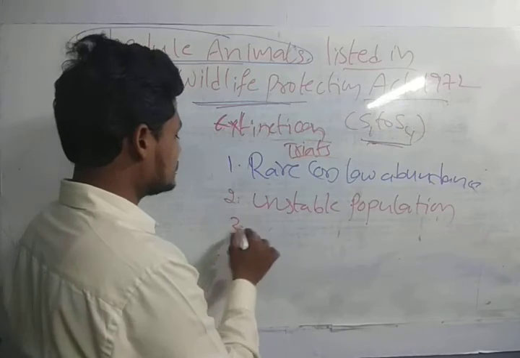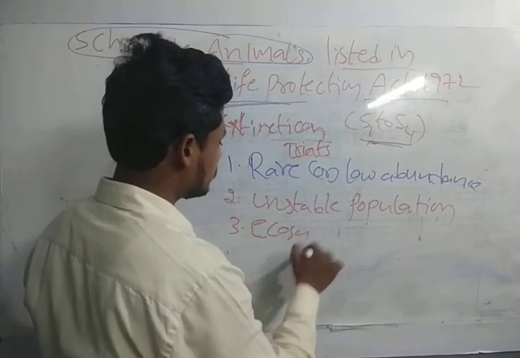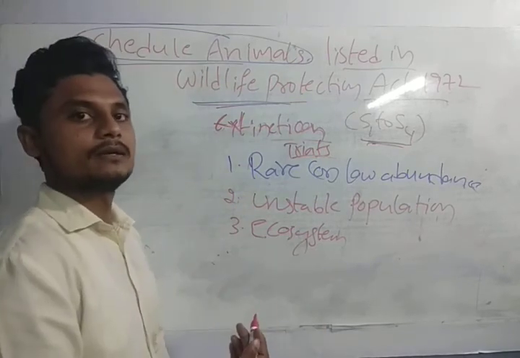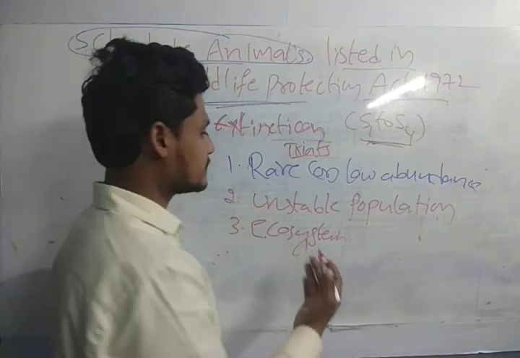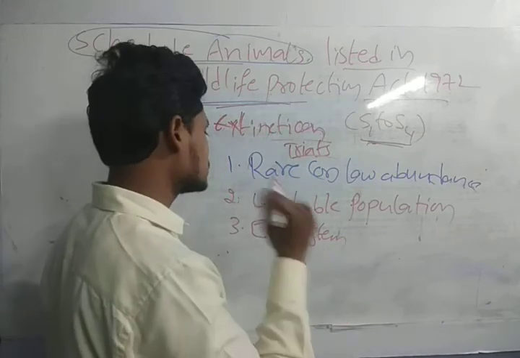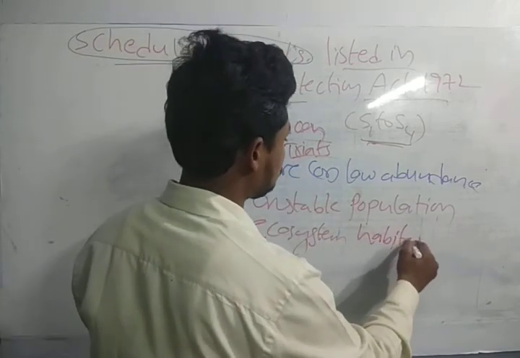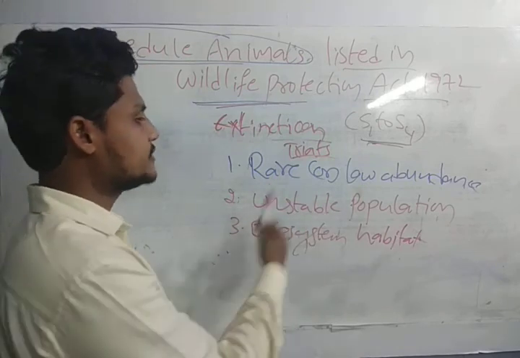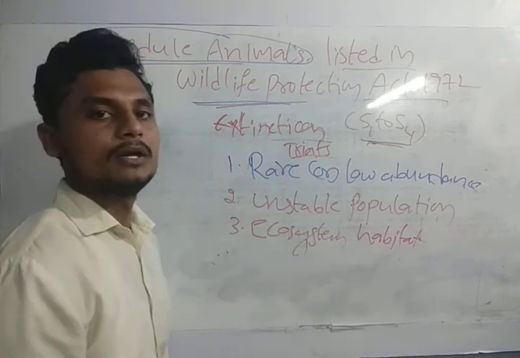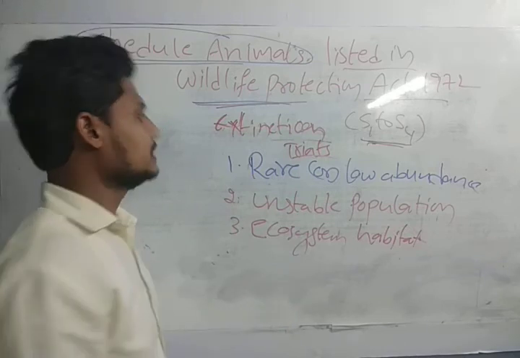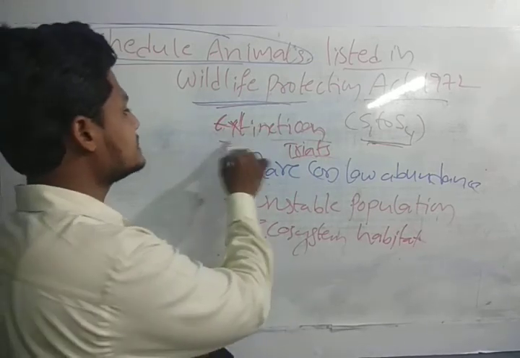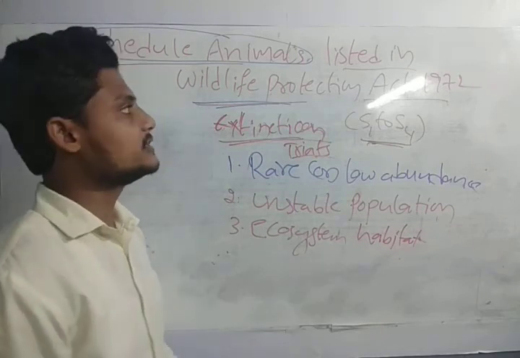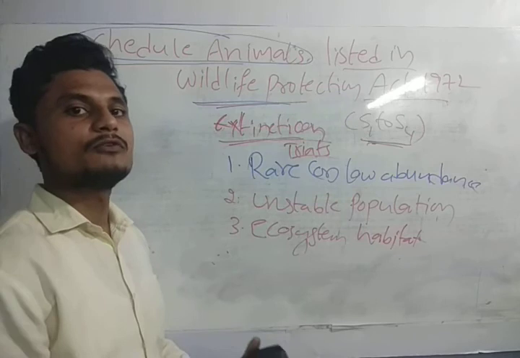The third one is ecosystem stability, ecosystem habitat. So that is the rare or low abundance, unstable population, and ecosystem habitat. These are a few traits, the reasons for the extinction of species, guys. With this we are done with this chapter, guys. This is a small chapter that we need to know exactly.